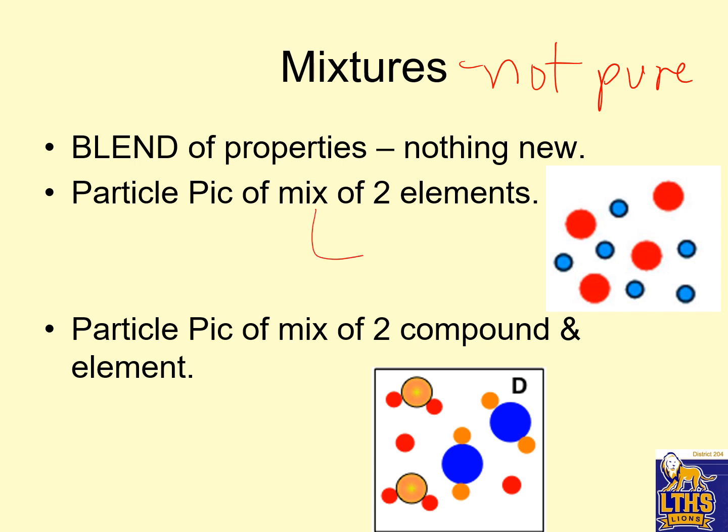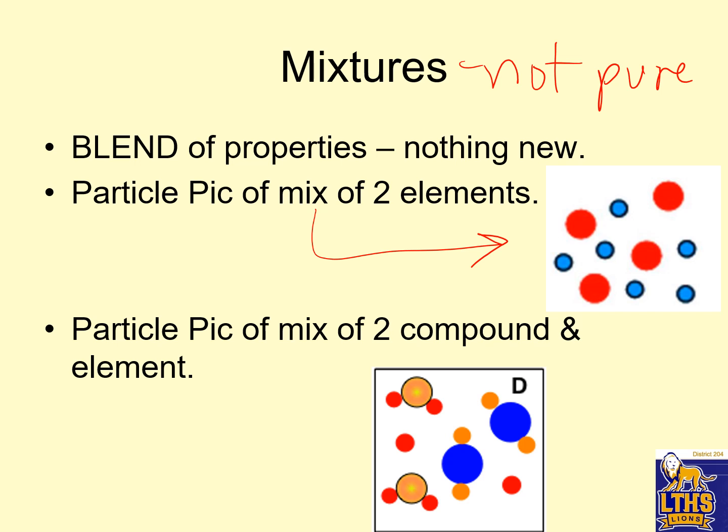So here's a particle picture of a mixture of 2 elements. So we have the red elements and the blue elements. So say this is sulfur and that's iron. They're different atoms, so they have different identities, and they're not chemically bonded. Okay, and it's not pure because not every piece is the same as every other piece.